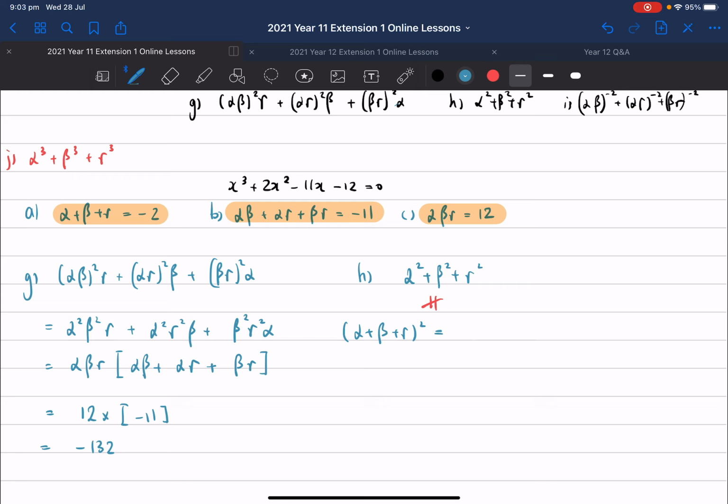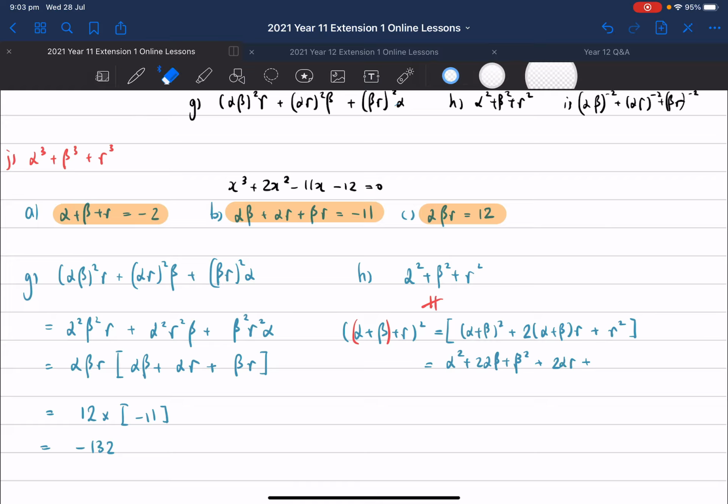All right. So the way to do that is you group this one as a group, as one term. So that becomes quadratic expansion, the perfect square for quadratics. So that gives you alpha plus beta square plus 2 lots of alpha plus beta times gamma plus gamma square. Like that. So then if you keep expanding, alpha square plus 2 alpha beta plus beta square plus 2 alpha gamma plus 2 beta gamma plus gamma square.